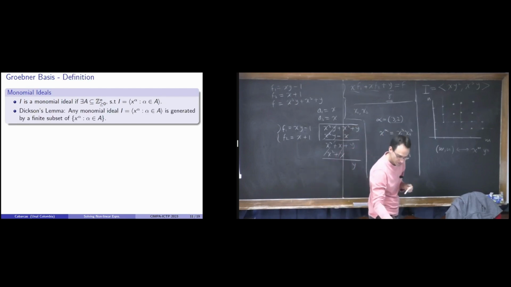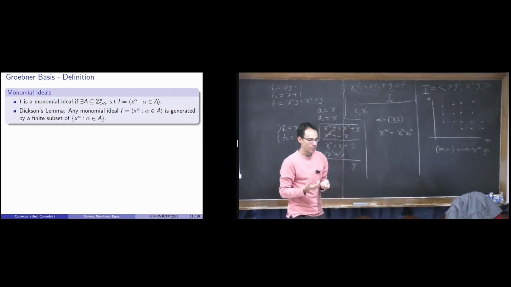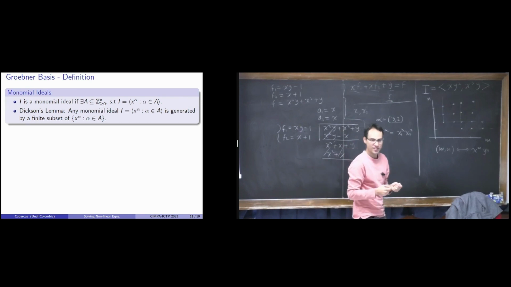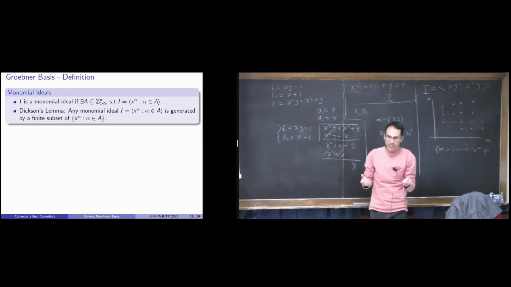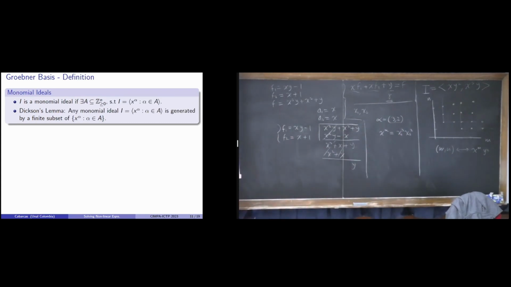And then Dixon's lemma says that any monomial ideal is finitely generated. Of course, this one was already finitely generated, but in general the set A can be infinite. Nobody's saying that A is finite, but Dixon's lemma shows that any monomial ideal is finitely generated. It has a finite basis.